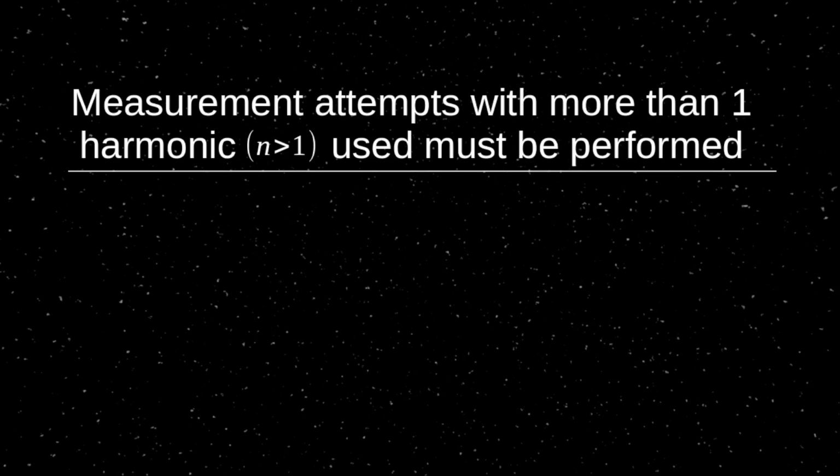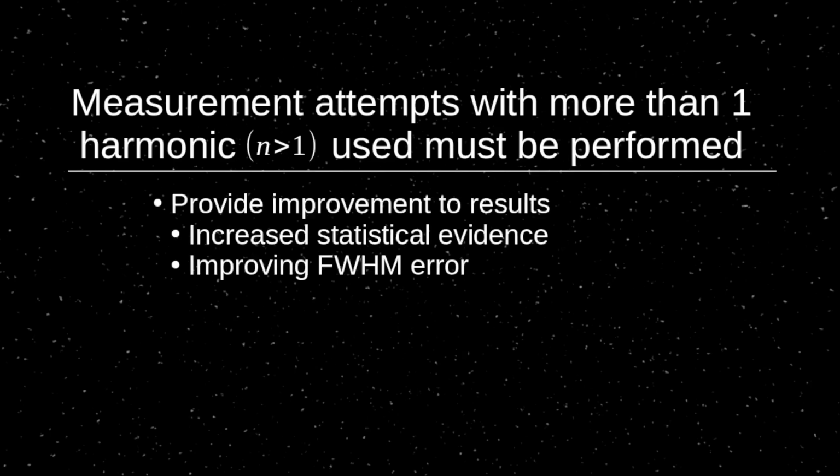Using Z1 squared is a good starting point to see if there's something coherent in the frame, but I need to use more than one harmonic, at the very least, to provide improvement to the existing results. It's going to increase the statistical evidence for oscillations at that frequency, and it's going to improve the full width half max error bars. At the very least, you should try to get the best error you possibly can out of these. Once you reach the point of diminishing returns, obviously, that's a good stopping point, but we want to improve our error as best as possible.